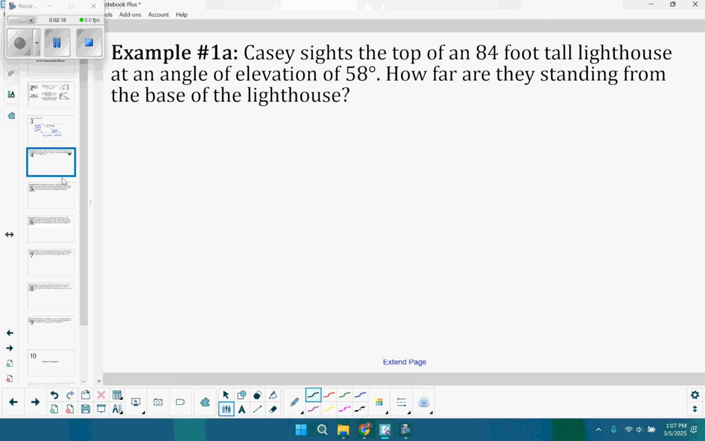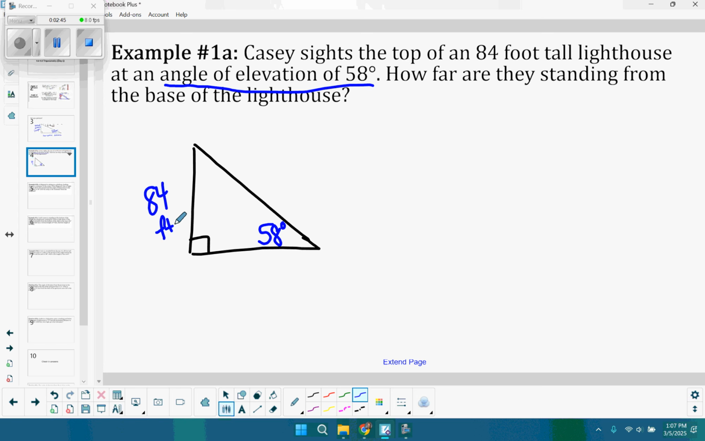So let's look at our first example. We know we're going to have to draw a right triangle every time, so I'm always going to start out by drawing one. Casey sights the top of an 84-foot tall lighthouse at an angle of elevation of 58 degrees. So there's two things in here. Angle of elevation is 58 degrees. The angle of elevation always goes in the bottom corner. And if it's talking about how tall something is, that would be the height. That would be 84 feet over here.